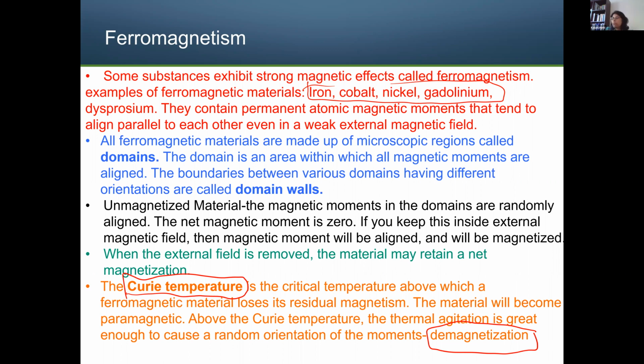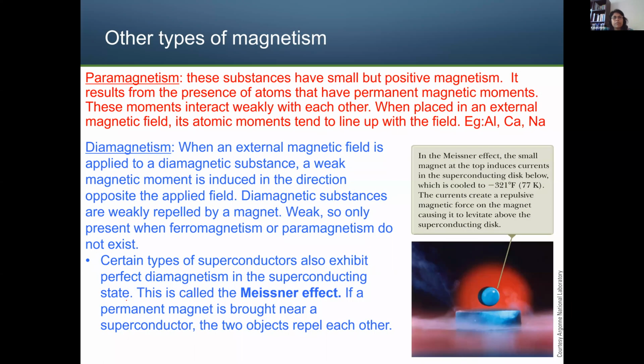Basically, when you have the magnet inside a magnetic field, all the magnetic moments are going to align with the magnetic field. If you take it out from the magnetic field, it still has the magnetic field, and that is called a ferromagnet. Okay, so in addition to that, there can be a paramagnet, there can be a diamagnet, right?